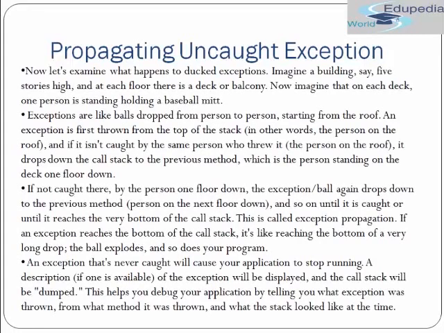Imagine a building, say 5 stories high, and on each floor there is a deck or balcony. Now imagine that on each deck one person is standing holding a baseball mitt. Exceptions are like a ball dropped from person to person starting from the roof. An exception is first thrown from the top of the stack, in other words the person on the roof. If it isn't caught by the same person who threw it, the person on the roof, it drops down the call stack to the previous method, which in our example is the person standing on the deck one floor down.